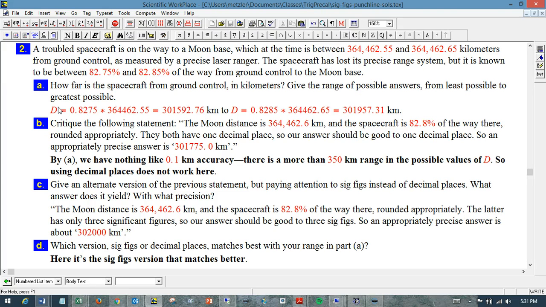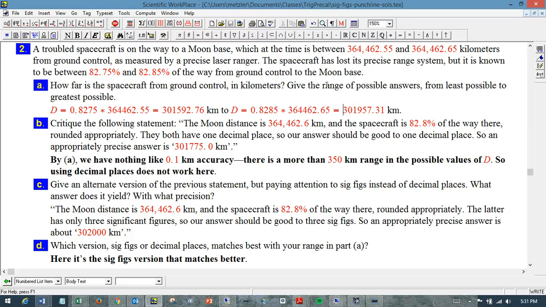Okay, well, let's see what the actual range is. We take the low estimate of the percentage, turn that into 0.8275, times the low estimate of the distance to the moon base, and actually do the calculation. Okay, 301,592.76. Okay, let's see how different that is from the high estimate. We take the high estimate, 0.8285, times the high estimate of the distance to the moon base, and it's quite a bit different. It's different to the tune of 350 kilometers.